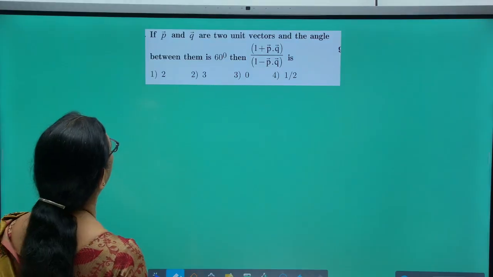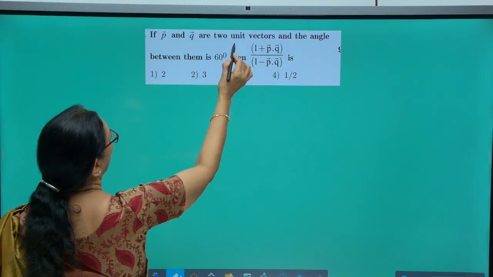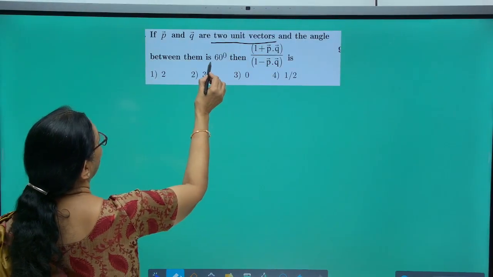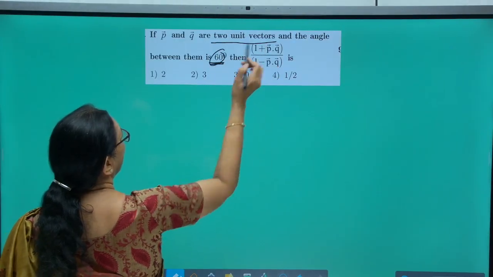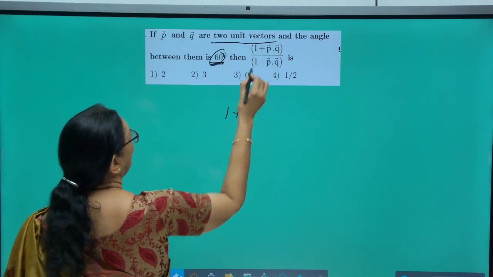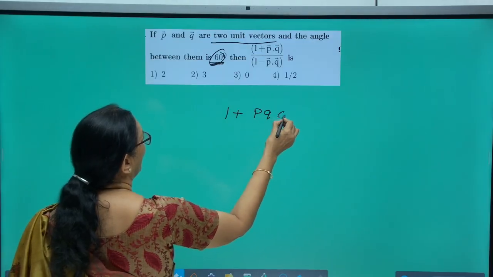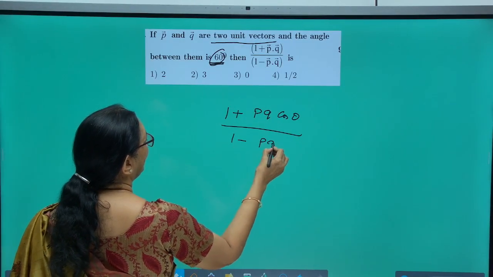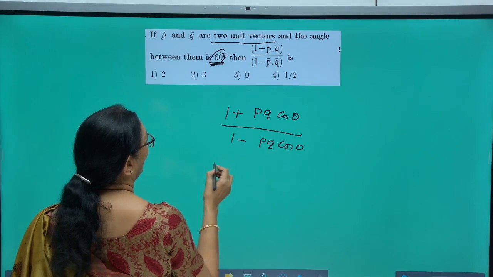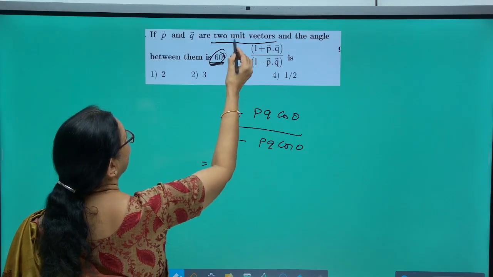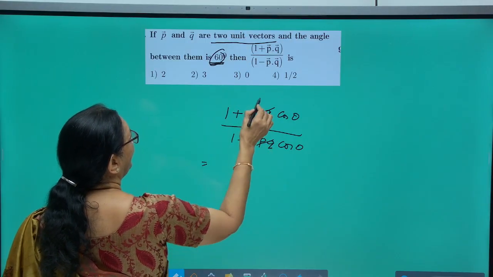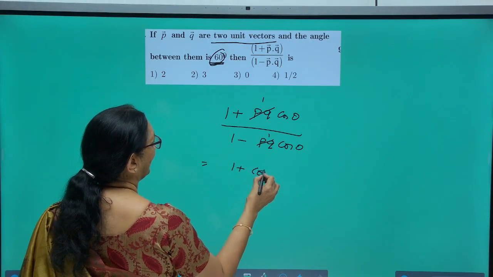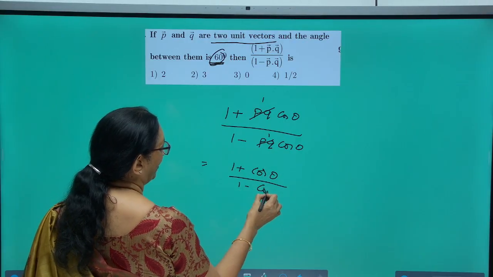Again, look at this problem. P bar and Q bar are two unit vectors, and the angle between them is 60 degrees. Then find 1 plus P dot Q by 1 minus P dot Q, where P dot Q is PQ cos theta. As the vectors are unit vectors, PQ becomes equal to 1. So, 1 plus cos theta by 1 minus cos theta.